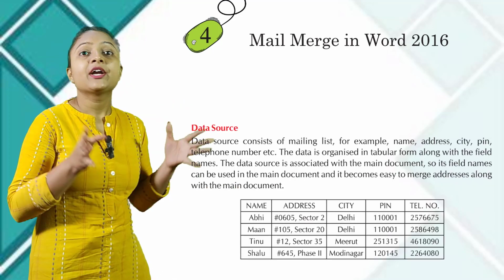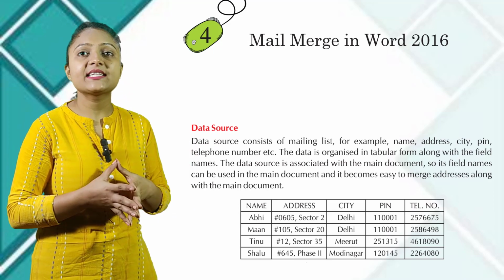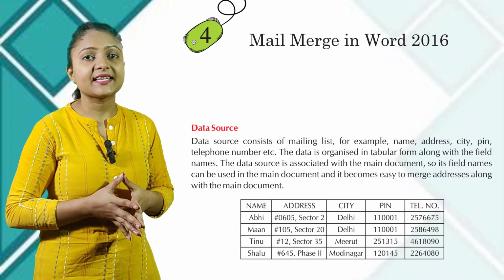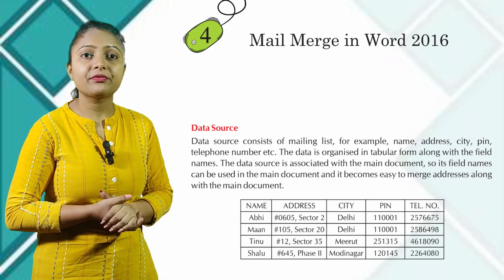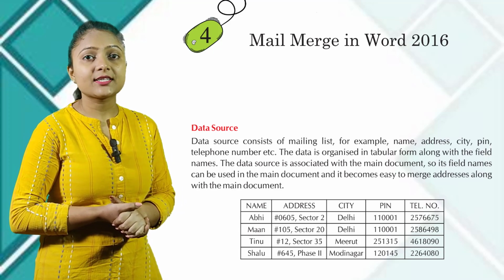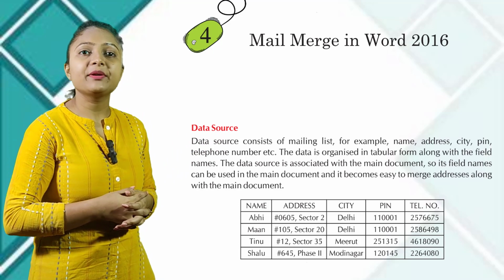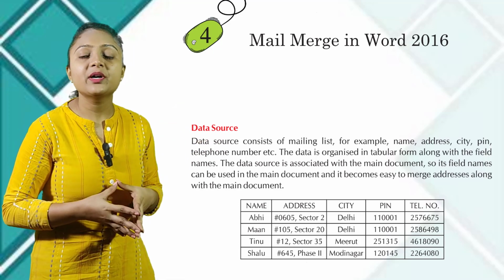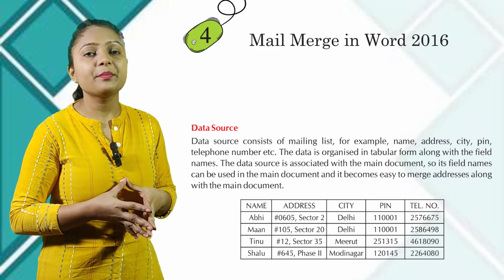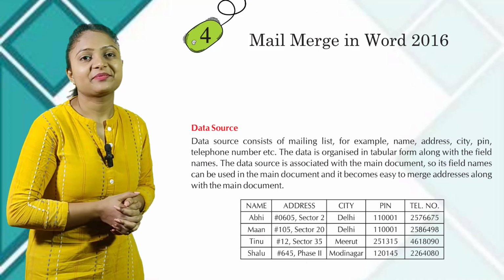Data source. Data source consists of a mailing list, for example, name, address, city, PIN, telephone number, etc. The data is organized in tabular form along with the field names. The data source is associated with the main document, so its field names can be used in the main document and it becomes easy to merge addresses along with the main document. In this table, you can see an Excel sheet.